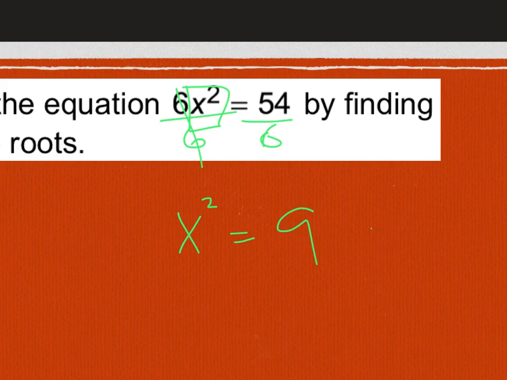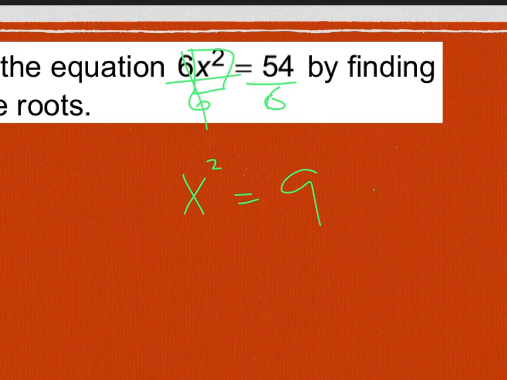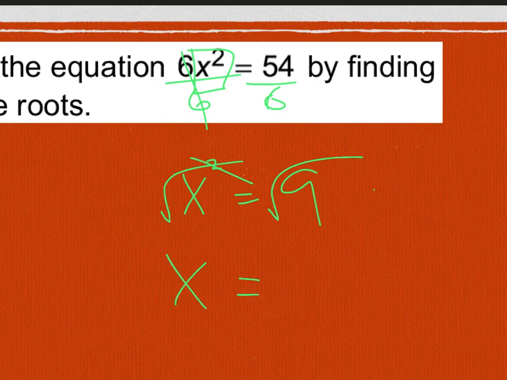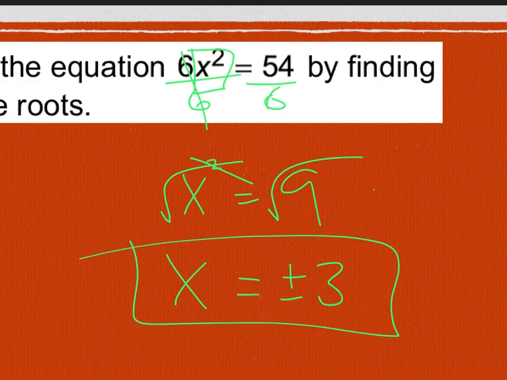How do we get that x all by itself? We need to get rid of that squared. Square root both sides, so this cancels. So x is equal to, what's the square root of 9? What's that one thing we can't forget? Plus or minus 3. So anytime you take the square root of both sides, you need that plus or minus 3. Any questions on this one?